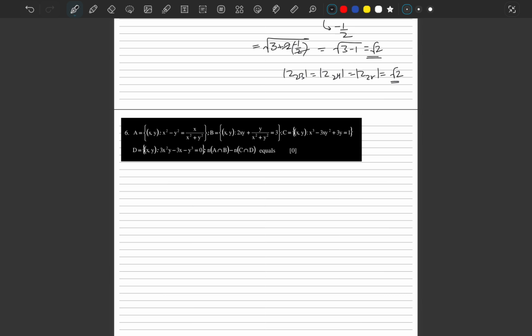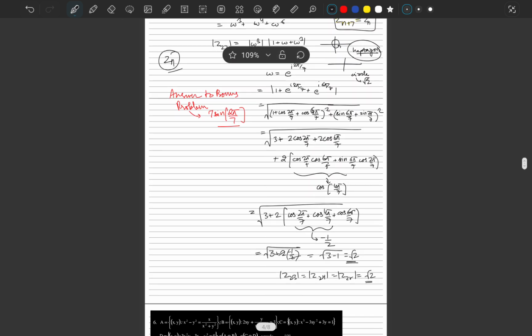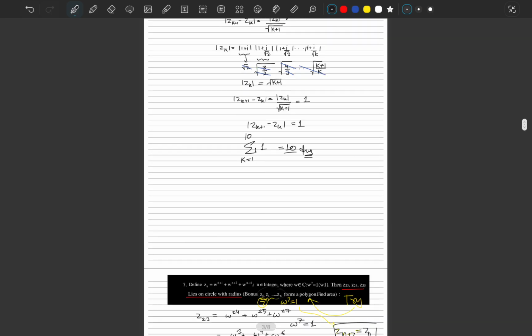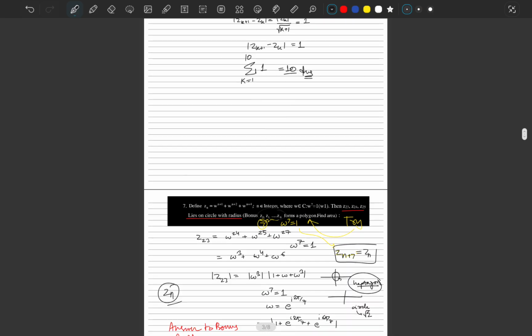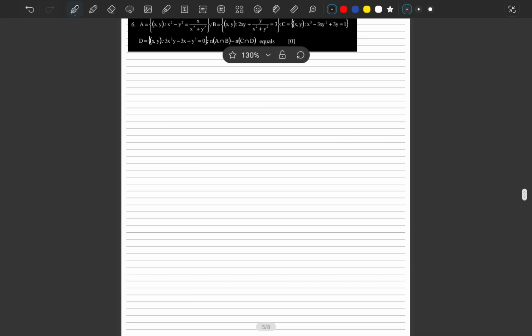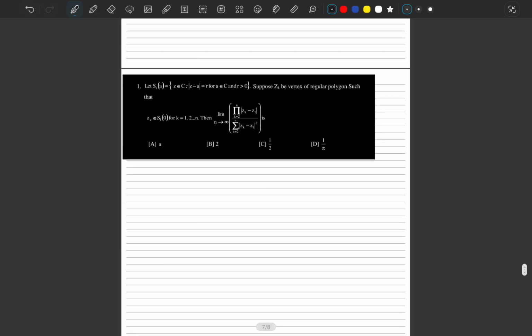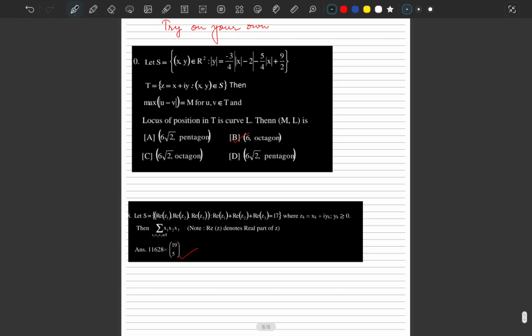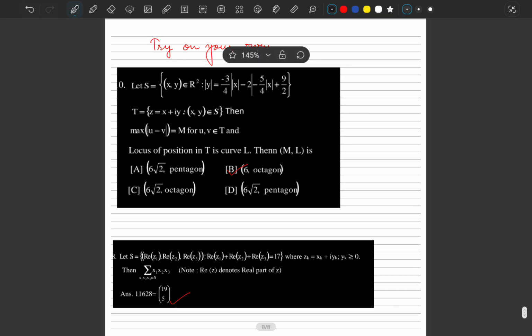Okay, let us look at this next problem. We have done 3 problems today till now. Okay, many more to go. Now we'll do this problem, this problem, and these are the problems for your practice, right? Try on your own.